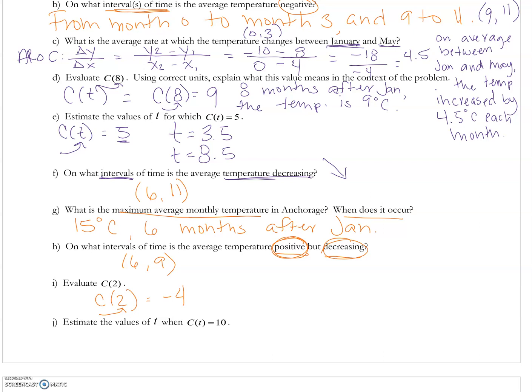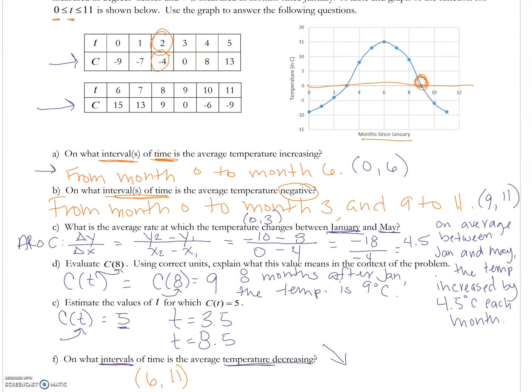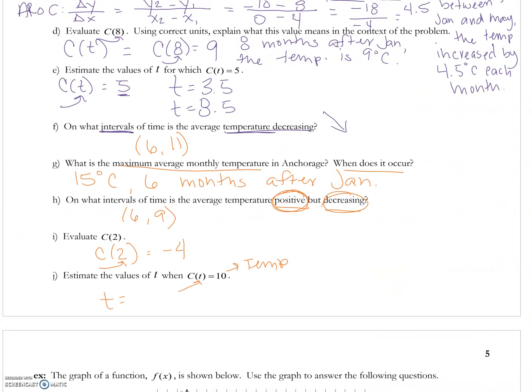And lastly, estimate the values of t when C of t equals 10. This is my temperature, and so now I have to figure out the little t for time. So if I go to my graph, which I'll erase all my squiggles, if I look at 10 degrees for the temperature and I go all the way over, that happens at 2 different times, once here and once here. So we can maybe call that 4.5 and 7.5.